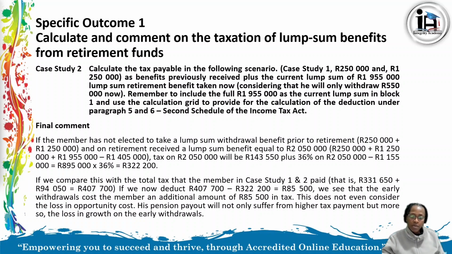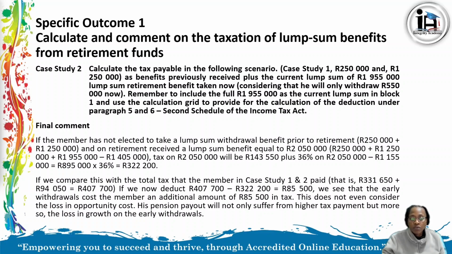322,200. If you compare this with the total tax that the member in case study 1 and 2 paid, that is 331,650 plus 94,050, which is 407,700. If now we deduct 322,200 from 407,700, we get 85,500. We see that the early withdrawals cost the member an additional amount of 85,500 in tax.